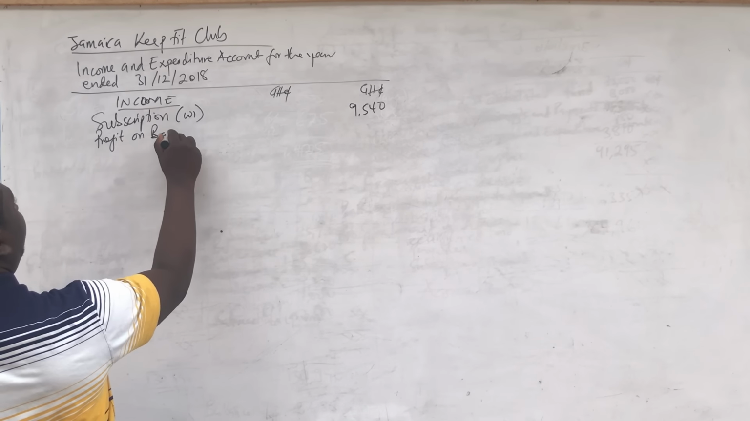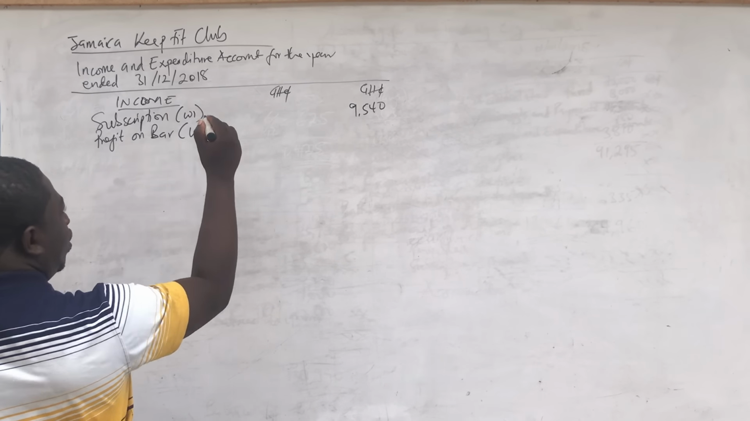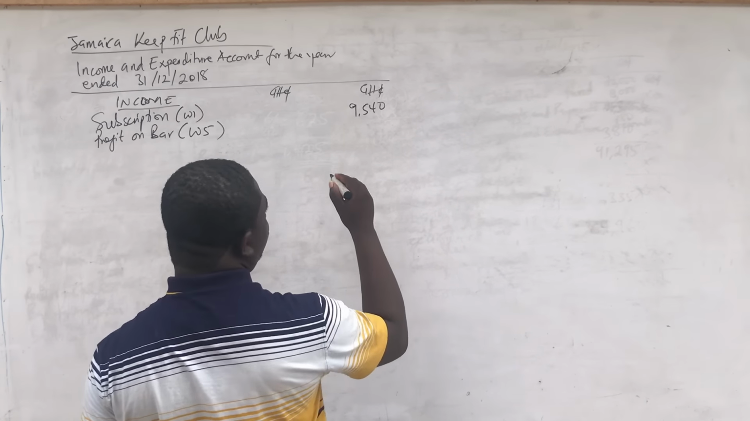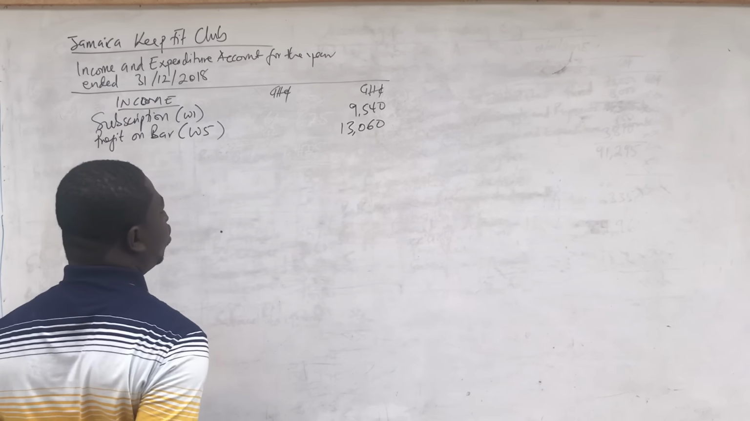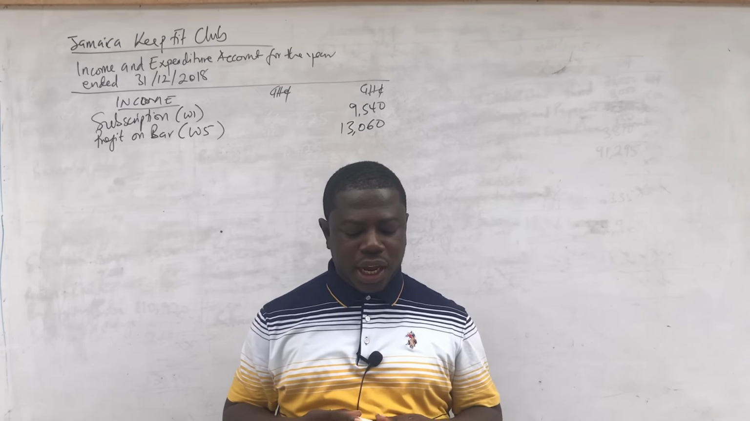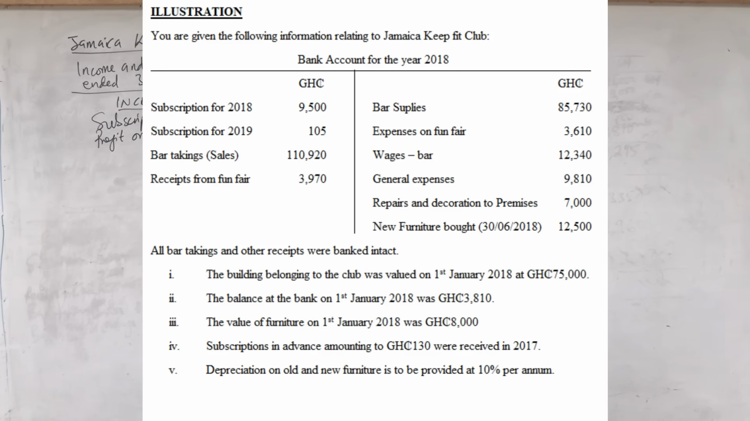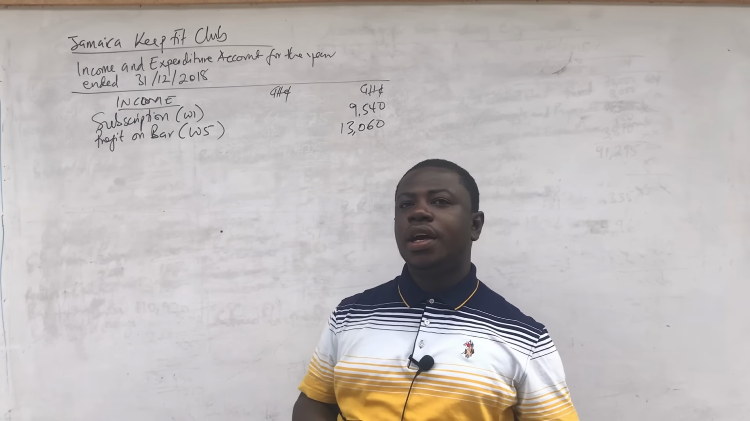And then we are going to bring the profit on bar. That is the bar profit. The bar profit also, we had 13,060. That was the profit on bar. So if you look at the debits of the cash book, there we saw bar takings, which is the bar sales. But that is not what we are bringing. We have worked for that. So we bring the final figure.